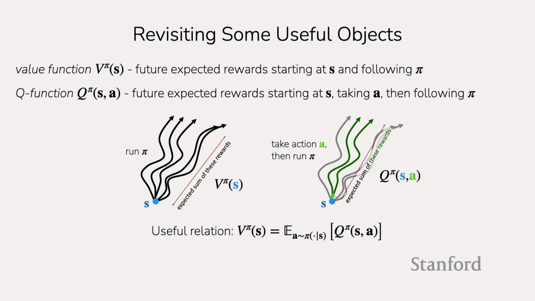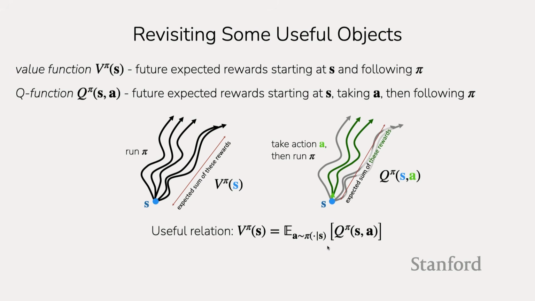Now, one thing that's useful to think about in terms of how these two relate to each other is you can think of the value of a state as, if you take an expectation over the actions that the policy would have taken, the average or the expectation of the Q values over all the actions that the policy would have taken.